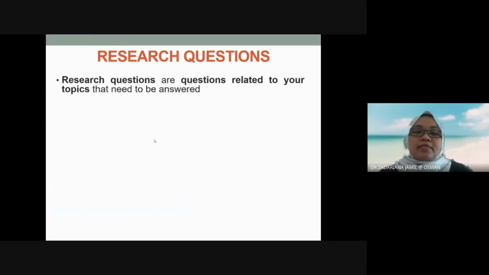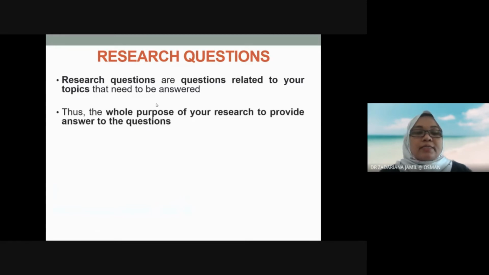Let's look at the research question. Research questions are questions related to your topic that need to be answered. Thus the whole purpose of your research is to provide answers to the question. When you have the research questions, the study that you want to carry out will find the answer to the research question. So that is the activity of your research.